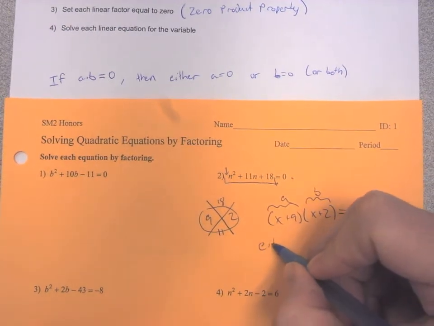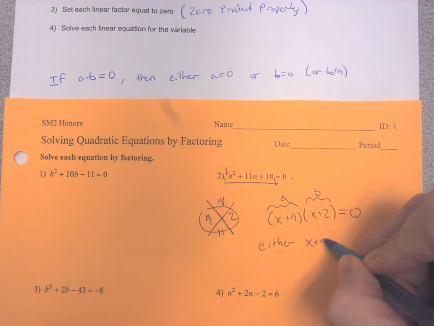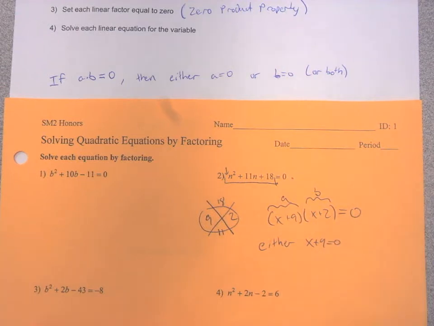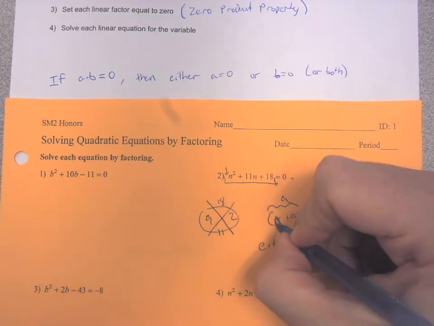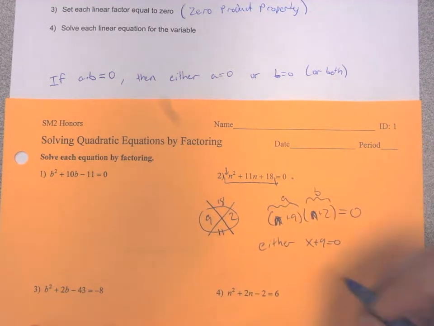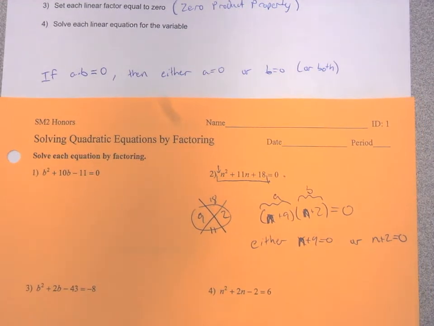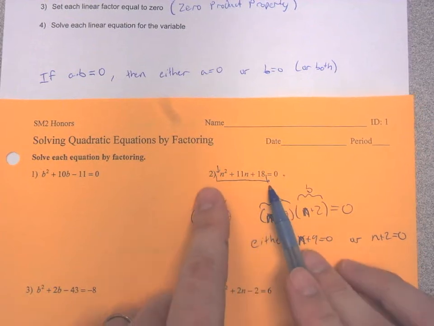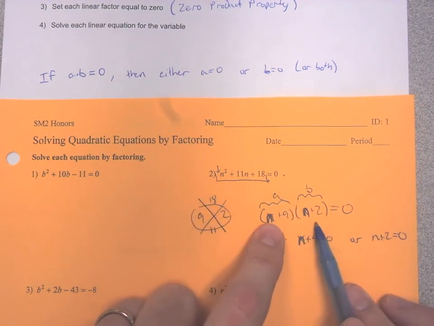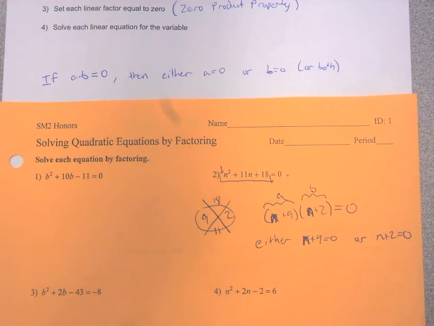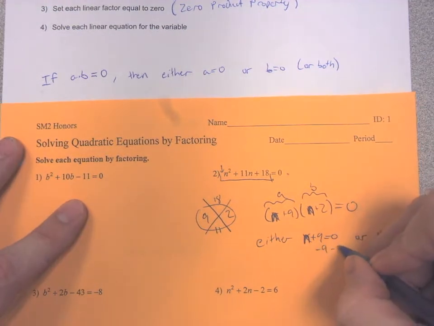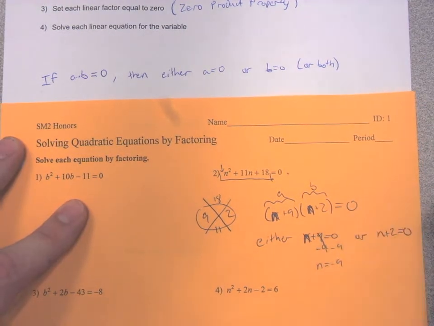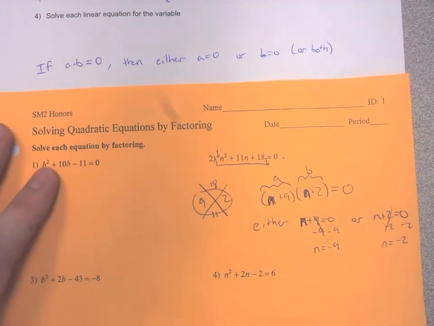So basically either my first factor, n plus 9, is equal to 0. Oh, sorry, these are n's. I changed from x's to n's by accident. In this case, we have n. So either n plus 9 is equal to 0, or maybe n plus 2 is equal to 0. So just using the zero product property, my quadratic that became 2 linear factors has now become 2 linear equations, and these are pretty easy to solve. For the first one, I'm going to subtract 9 from both sides. The second one, I'm going to subtract 2 from both sides. And these are my two answers.